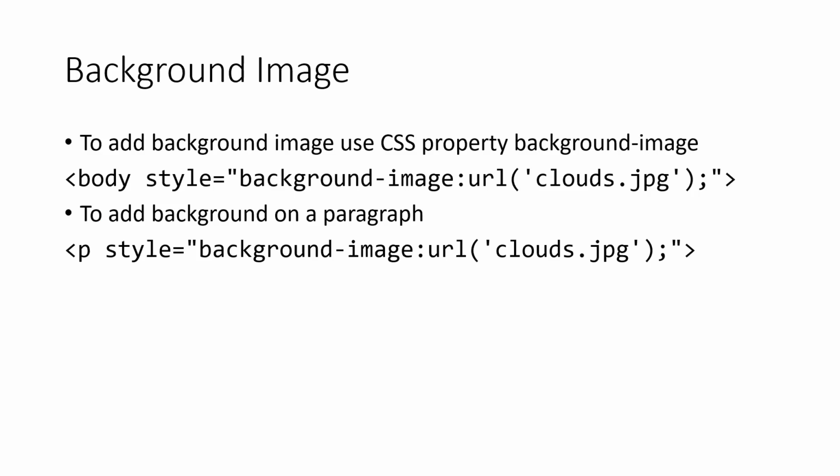Then background images. You can have a background image using a CSS property. In CSS property, as we have seen earlier, we can use a style attribute, then we could have background image, and then we can provide the image. So the same thing can be done, for example, in a paragraph. So we change the background.